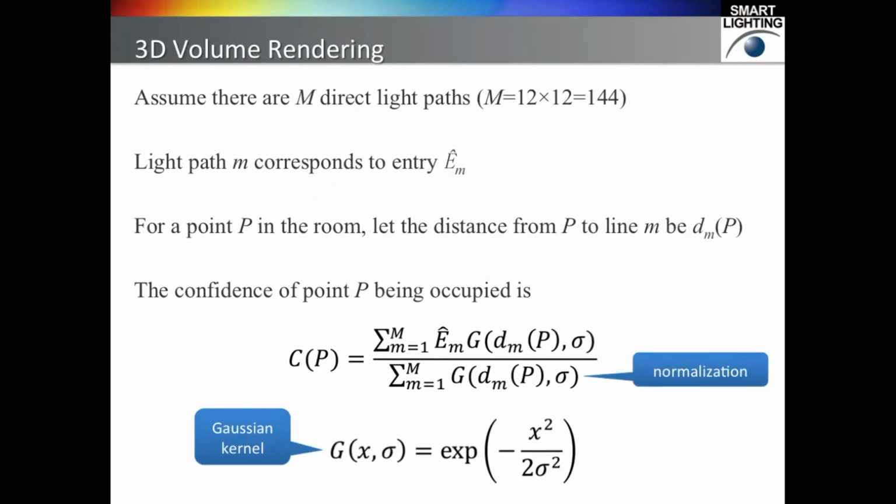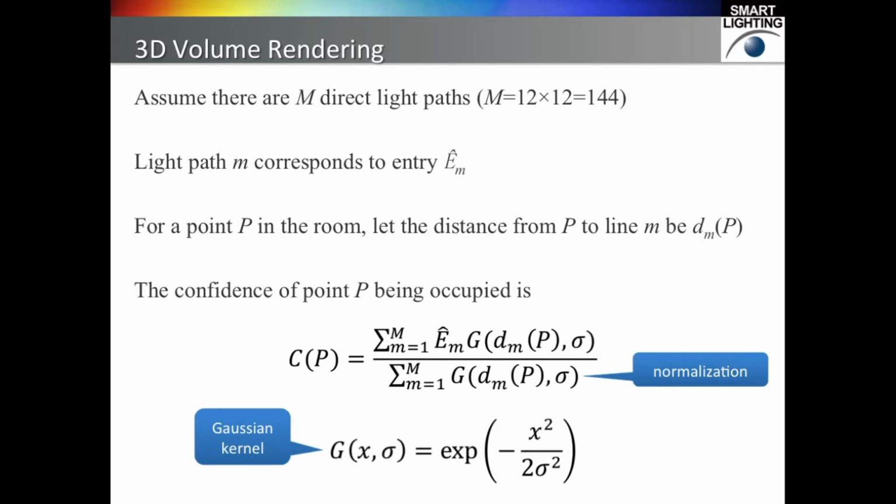Based on this intuition, we have our reconstruction algorithm. It is a weighted linear combination of Gaussian kernels. Each Gaussian kernel is computed using the point to path distance. The point is a position in the 3D space, and the path is the light path. The weight is just the entry of E hat.